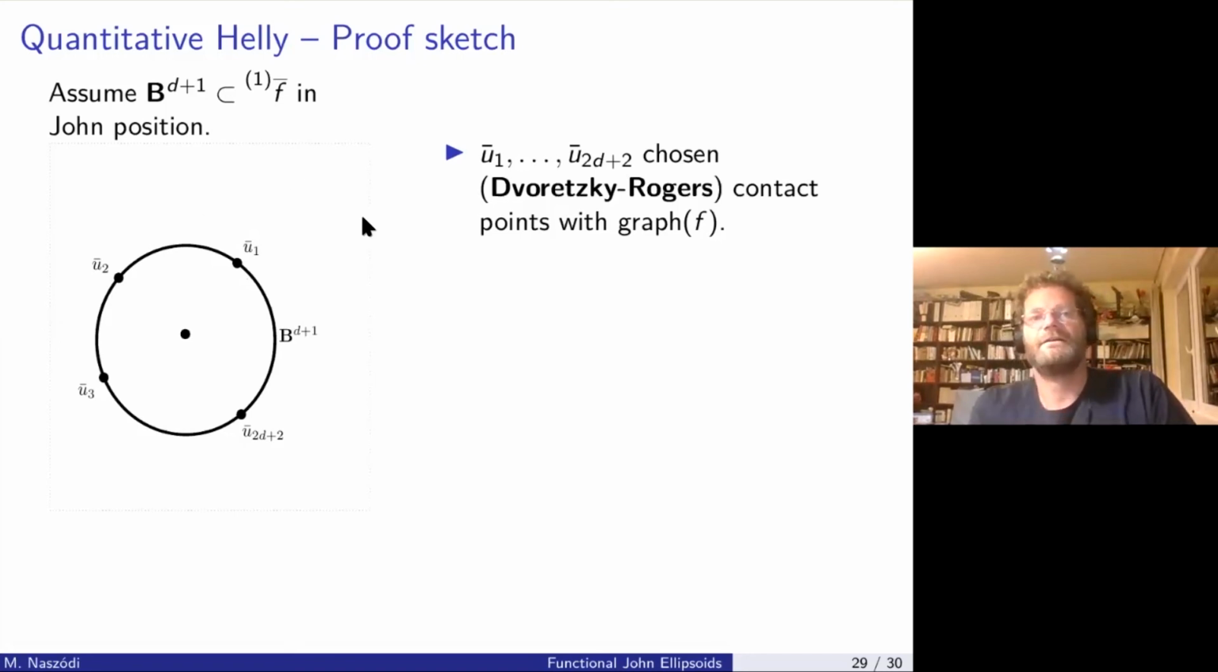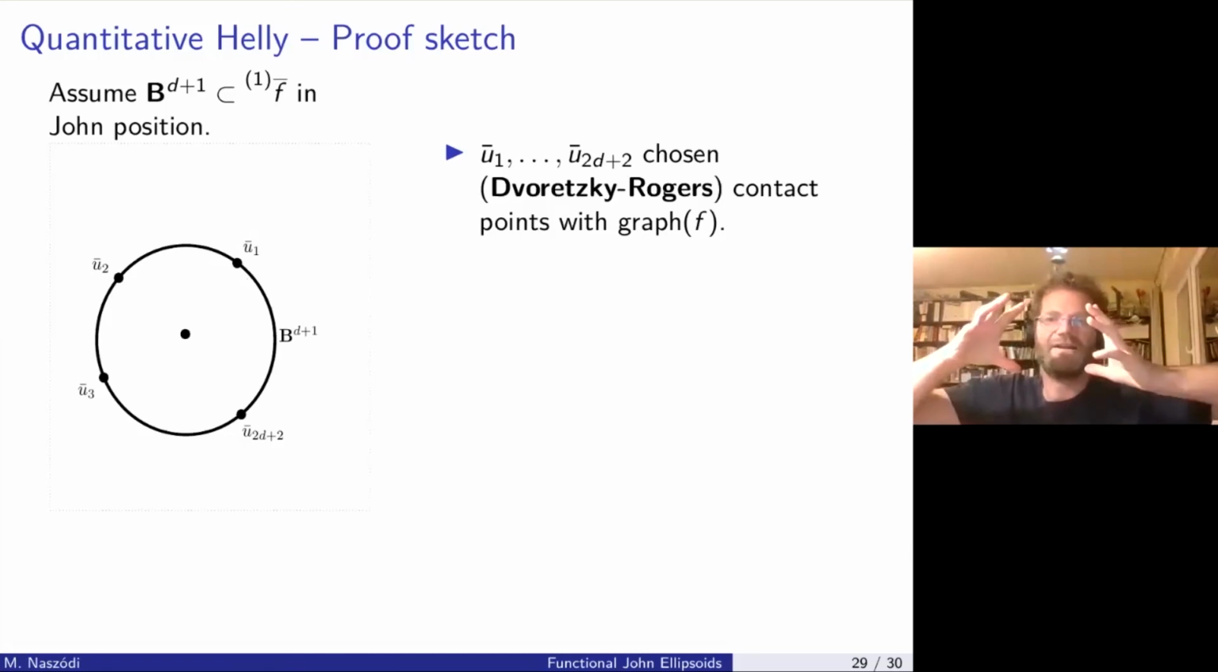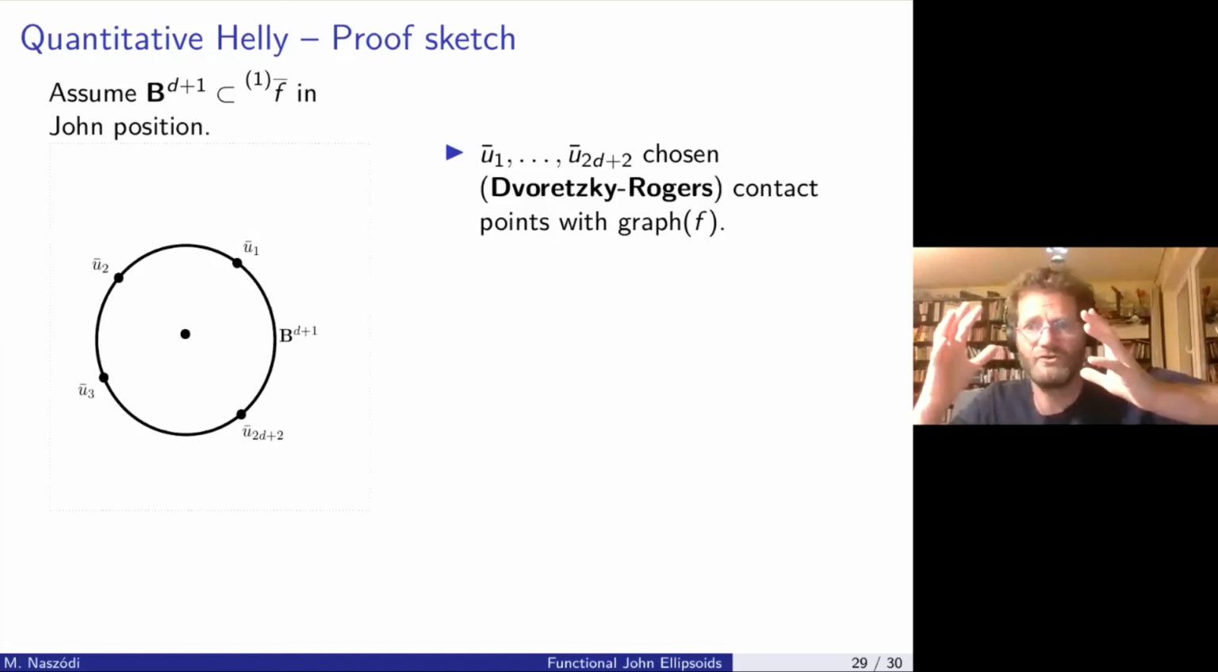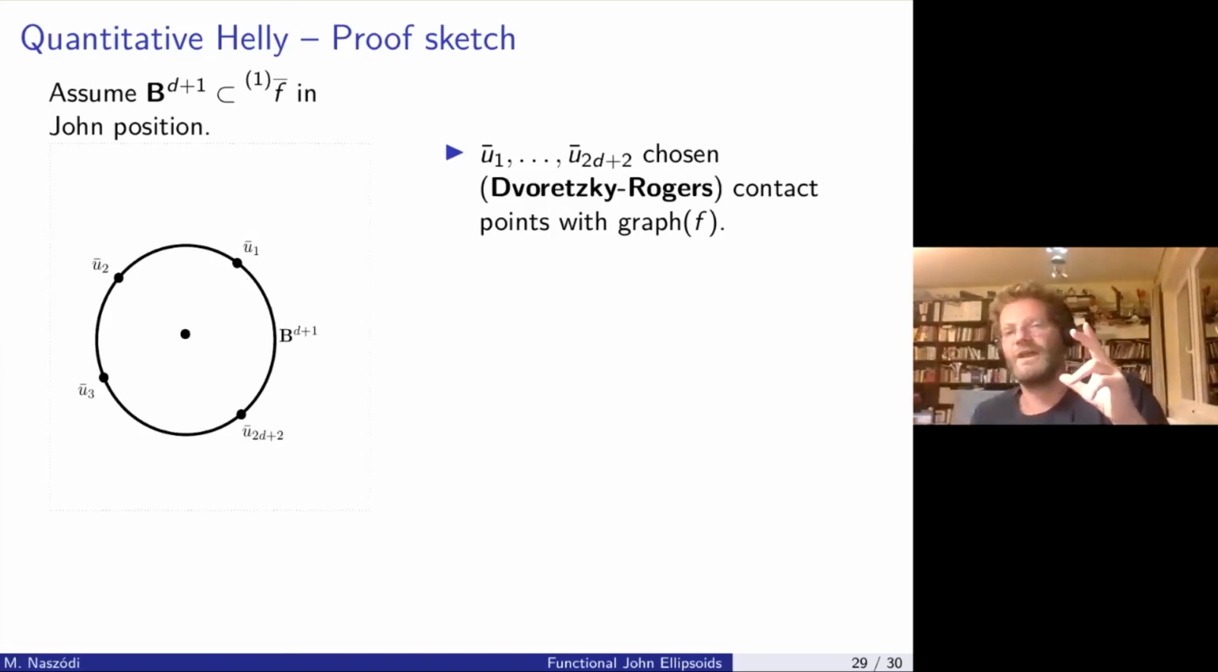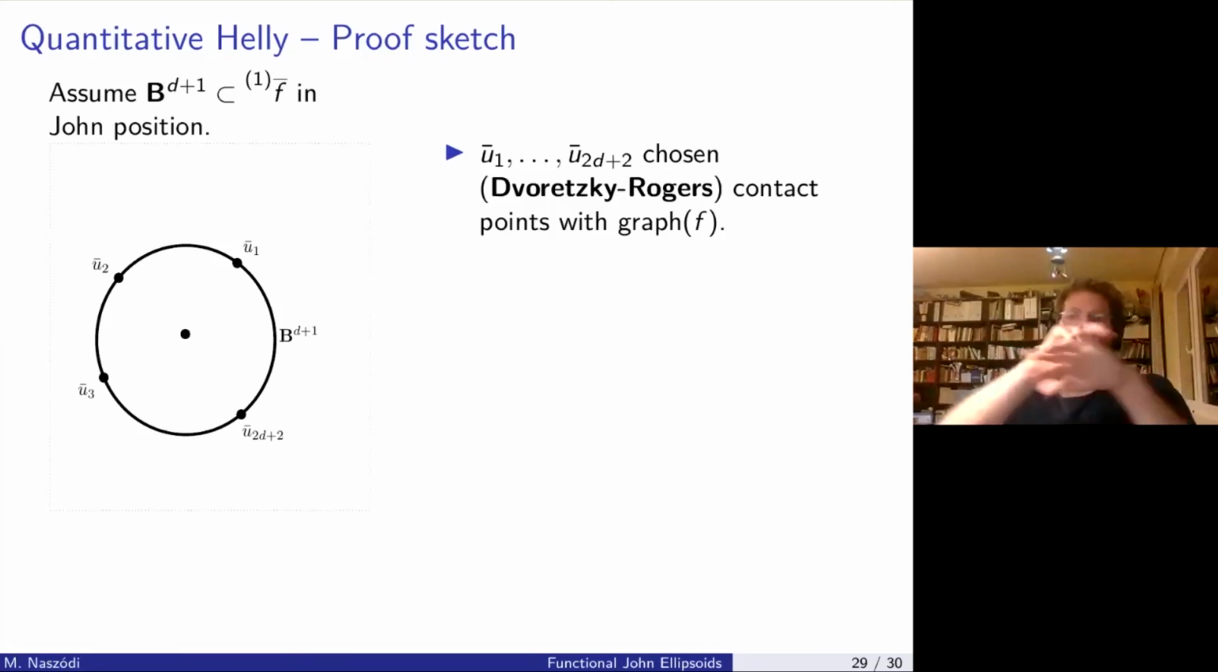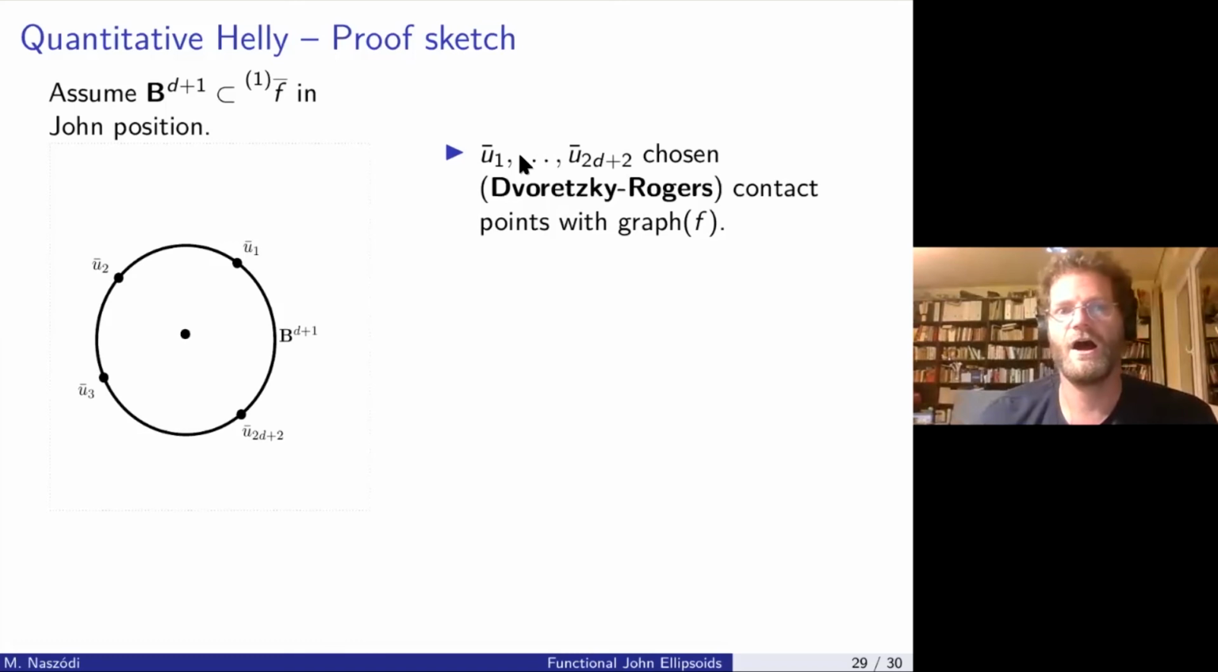And you can use the Dvoretzky-Rogers theorem to find d plus 1 contact points that define a simplex of big volume, not very big, but something of good volume, which we have control over. We know that it's not too small. So there is the Dvoretzky-Rogers simplex that gives you d plus 1 points, and with some tricks, I don't want to repeat the whole geometric argument, you find another d plus 1 points.